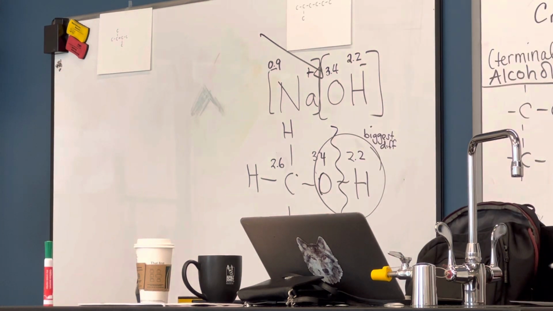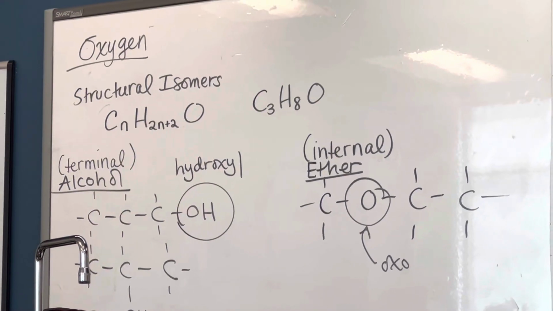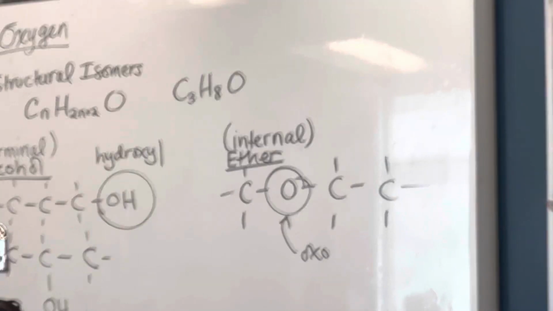So I'd like to name these two guys. That whole thing is an alcohol and that one. Yes, I have 2 alcohols on the left and I have 1 ether on the right. Aren't all of them structural isomers? Yes. Perfectly said.